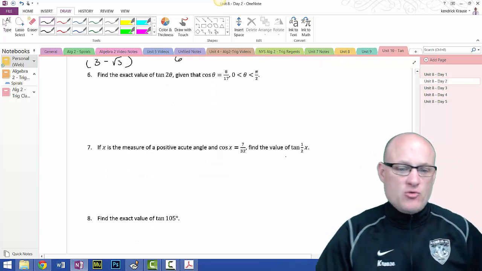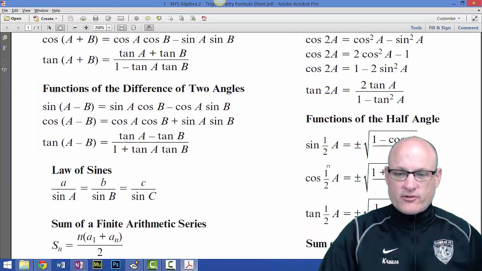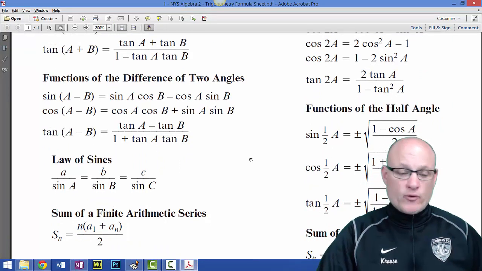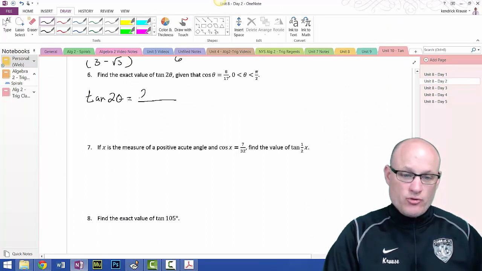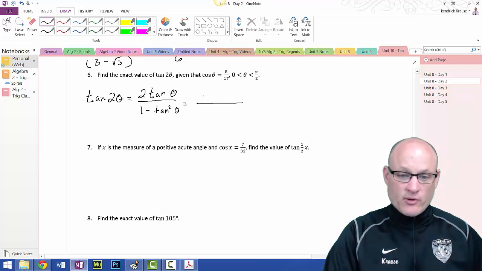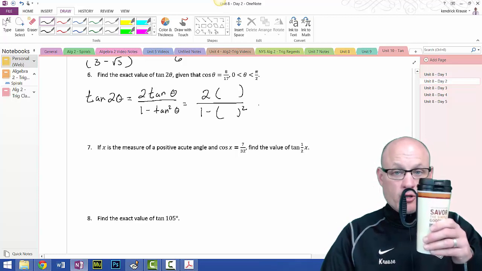All right, cosine 2 theta. Man. So, tangent of 2 theta. See, I already screwed up. Tangent of 2 theta. I have no idea. I come over here. Tangent of 2 theta. Oh, yeah, that's the 2 tan over 1 minus tan squared. So it's 2 tangent of theta over 1 minus tangent squared of theta. Now let me do some replacing with some parentheses. 2 parentheses over 1 minus parentheses squared. Don't forget the squared or your burger's coffee.